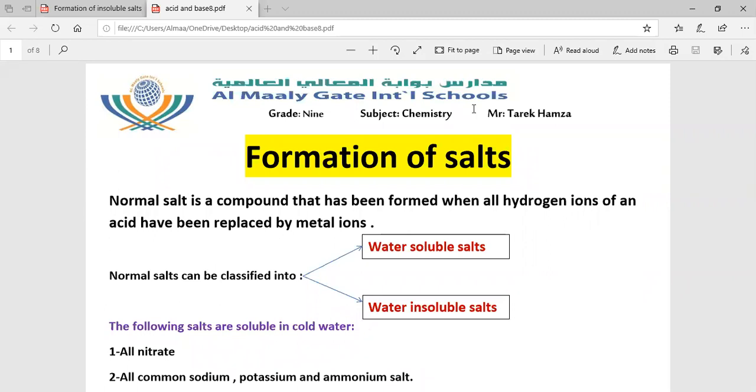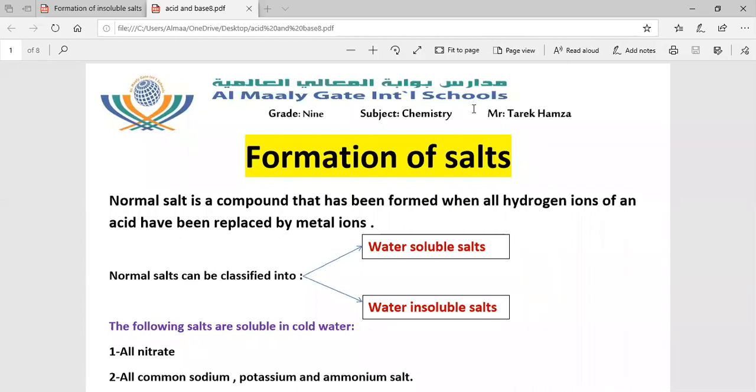Now we are going to make a simple revision about formation of salt, then take the new lesson. Okay, listen to me carefully. Formation of salts. What's the meaning of a salt?